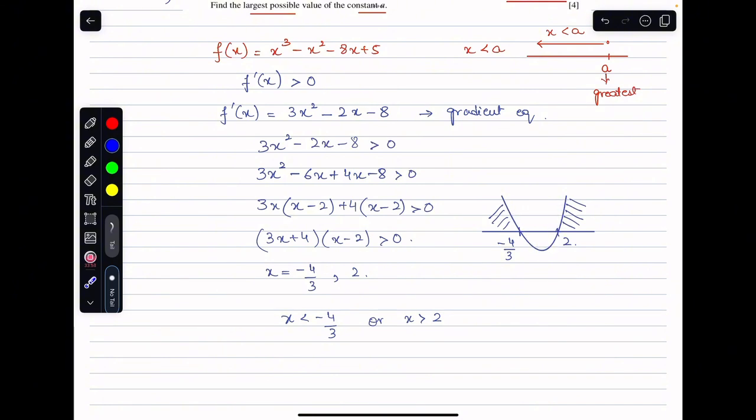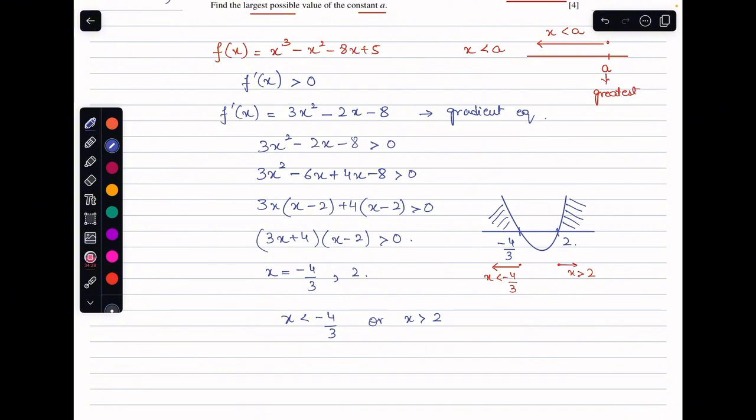Greater than 0 means all the values which are above the x-axis. Therefore, with these two values here, our condition is such that all the values here should either be less than negative 4 by 3 or greater than 2. These are the two conditions that I should be having here. So x is less than negative 4 by 3 or x is greater than 2.